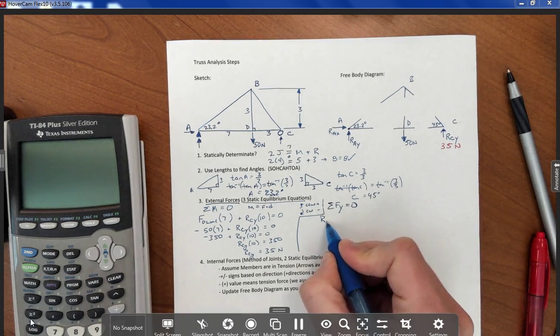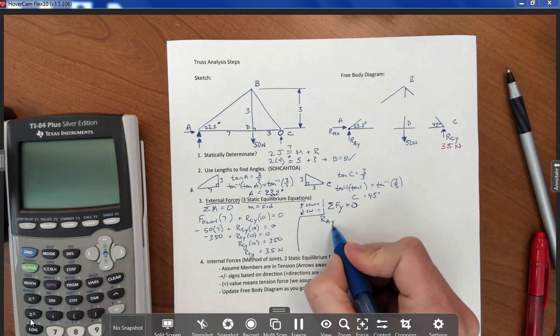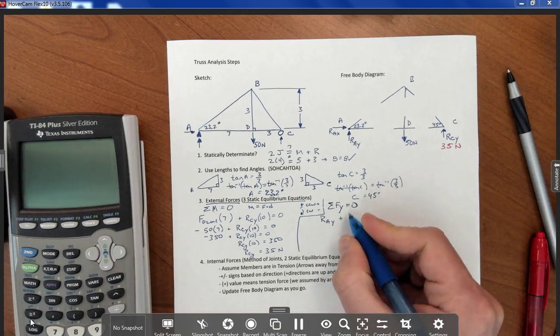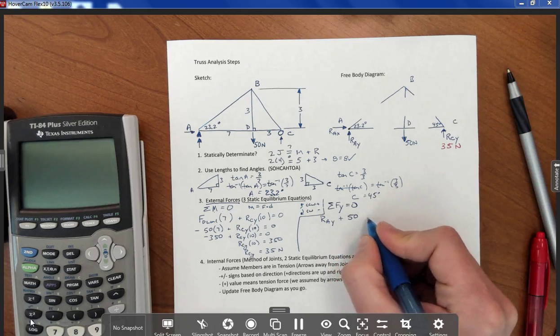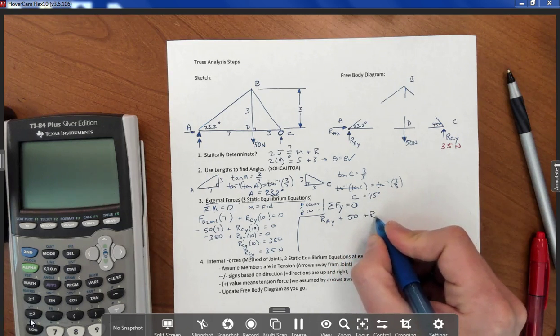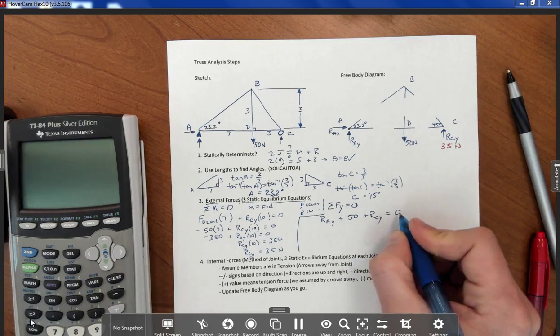All right, so I'm going to list those out. I have the reaction force at A in the y direction. I have the load, so just the 50. I have the reaction force at C in the y direction, and that's it. And they all have to add up to equal 0.